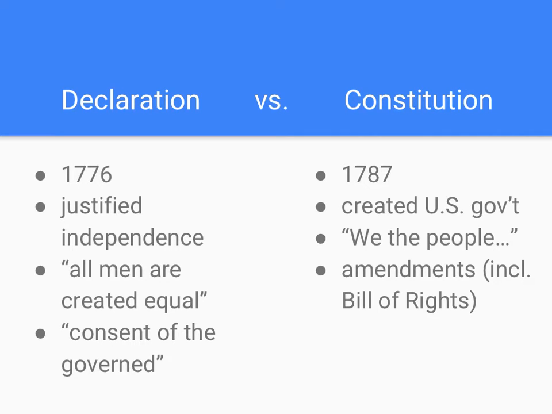So amendments are part of the Constitution, and that includes the Bill of Rights, which are our first 10 amendments. And you absolutely need to know what those amendments are. You need to know what rights are guaranteed by the Bill of Rights, not only for the AP exam, but you'll see some of those on the EOC as well.